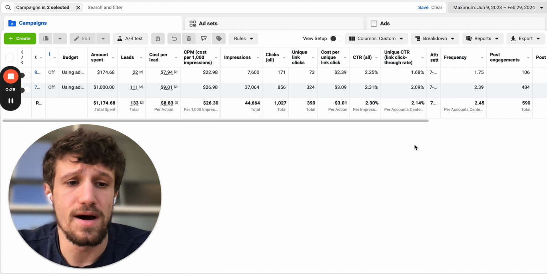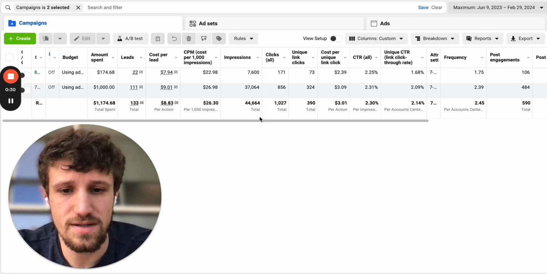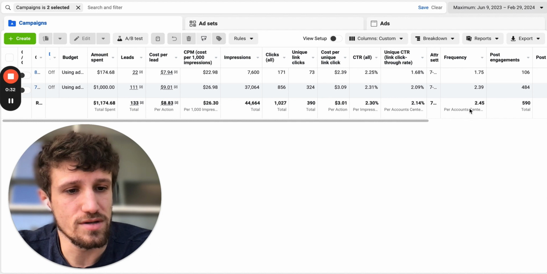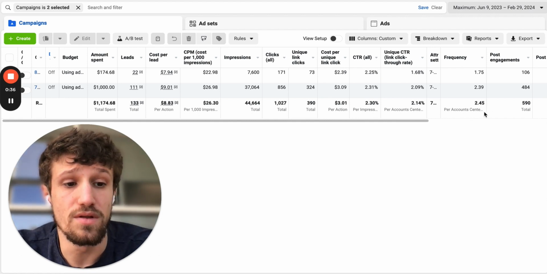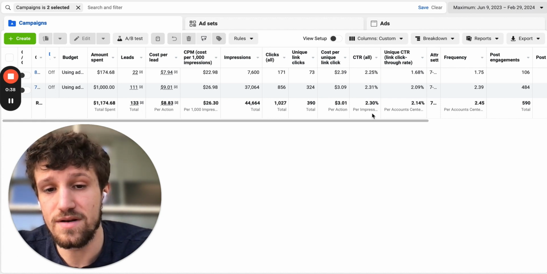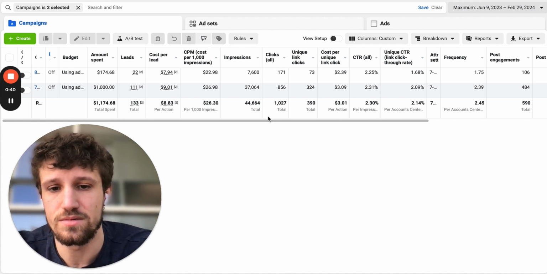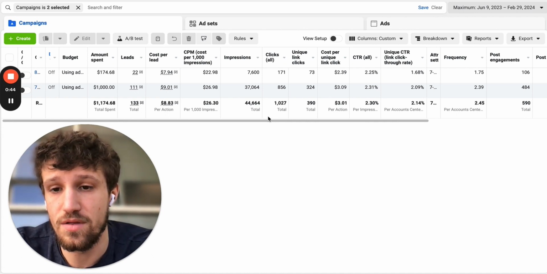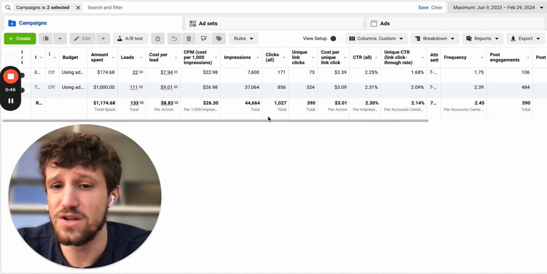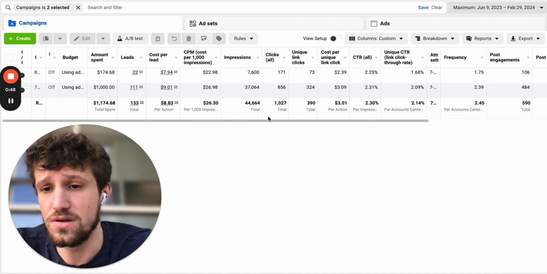However, some of those may have been repeat impressions, and over here in the frequency we can see on average someone had viewed the post about 2.45 times, so that impressions number is closer to probably something like 20,000 people have seen the actual post, right? Which is awesome. You know, in your local area, getting that type of visibility is great.